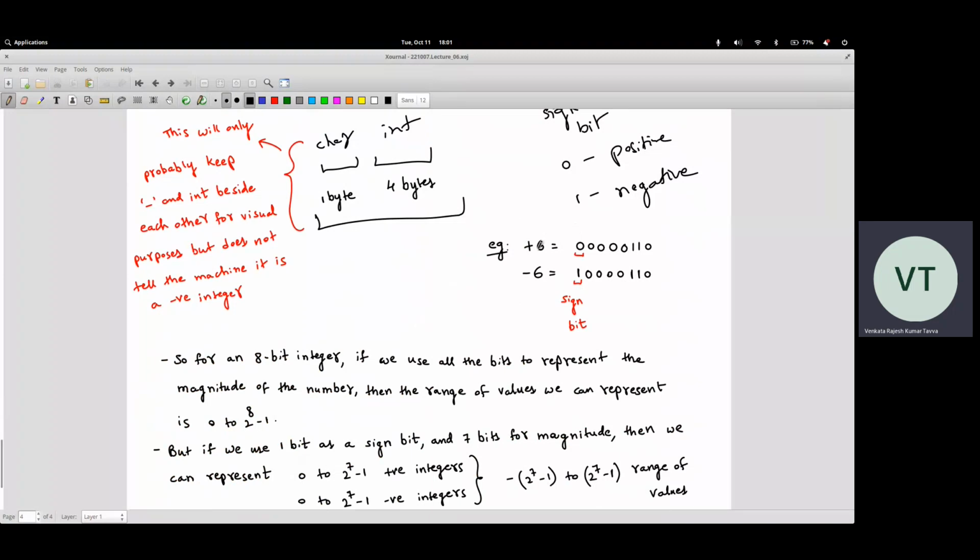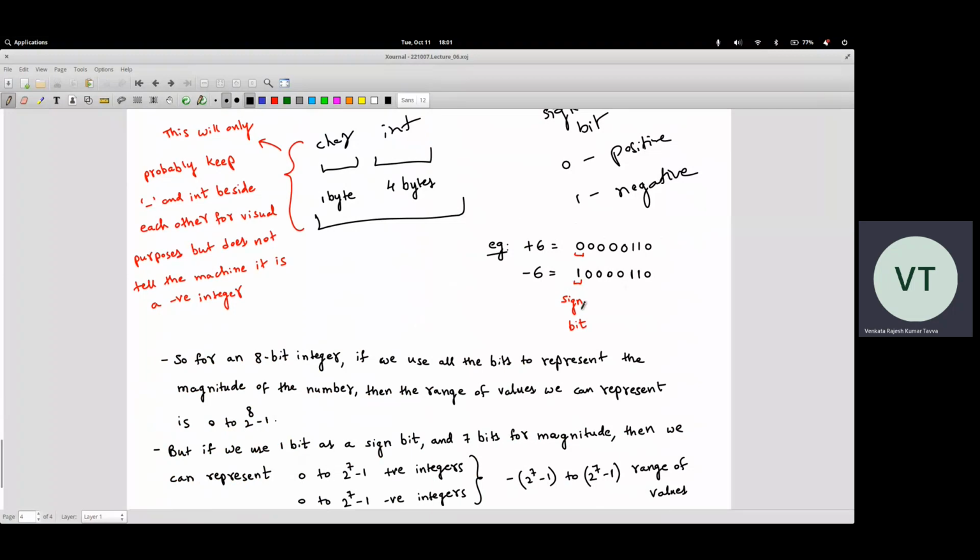So suppose if you take plus 6, it is represented as 110. Now all the remaining you fill with zeros. Now if you want to represent minus 6, first you represent it as 110, fill all the remaining with zeros except the first bit. First bit will be 1 to indicate it is minus. Alright, so this is the sign bit.